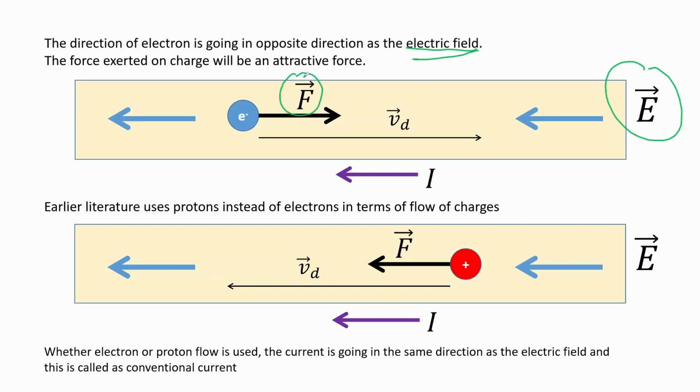Earlier literature used protons instead of electrons in terms of flow of charges, but now we know it's the electrons, or free electrons, that actually move from one atom to another. Whether electron or proton flow is used, the current is going in the same direction as the electric field, and this is called conventional current.